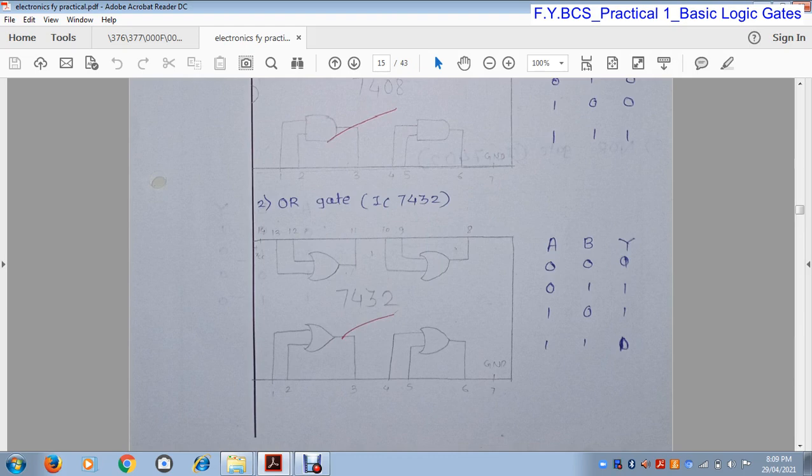Then 1 plus 1. So 1 plus 1 gives the high output. When both inputs are at high potential, it gives high output. So this is the OR gate.